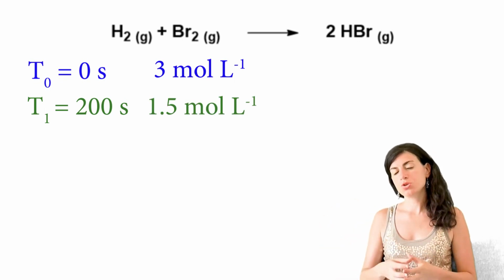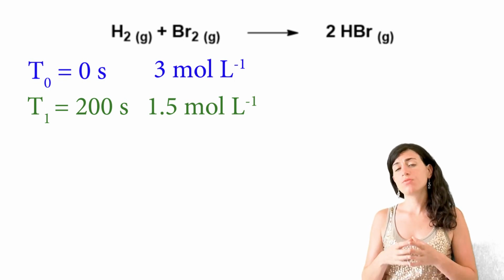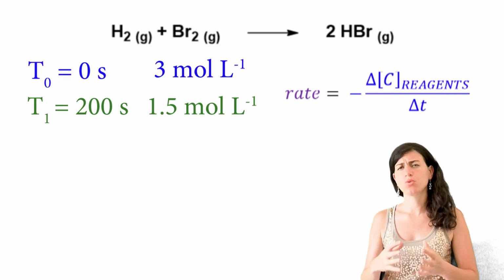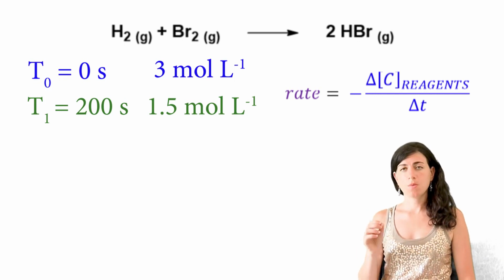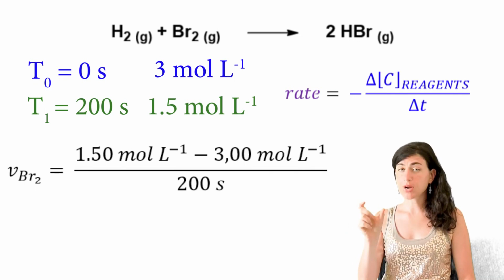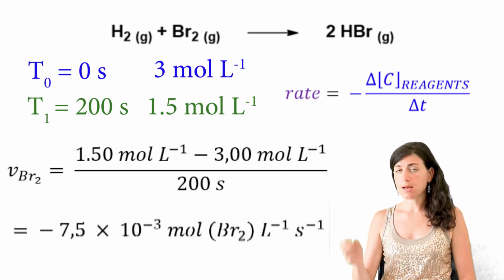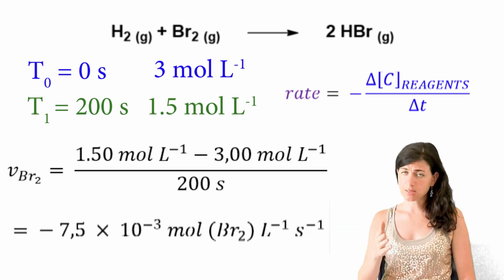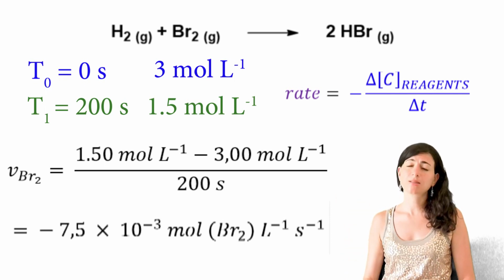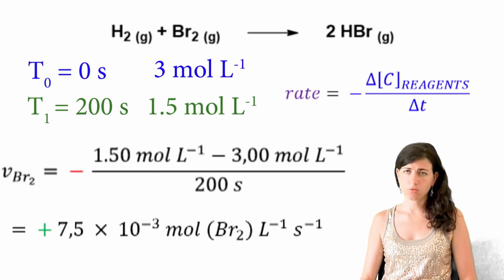So now the consumption rate of bromine will be given by our first equation, which is this one. So let's just put data on it. We have to do 1.5 minus 3 divided by the range of time, which is 200 seconds. As you can see, we get a negative sign, but as I told you, chemists don't like that, so make that positive by adding a negative sign at the beginning of your equation.